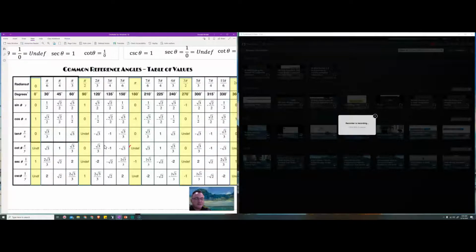Anytime you see an undefined on here, what that means is that there's a 0 in the denominator somewhere. That's what all of these mean. Because if you did 1 divided by 0 on your calculator, it would say error. It's okay to have 0 in the numerator, but you can't have it in the denominator. So any of those undefineds, that means 0 was in the denominator.